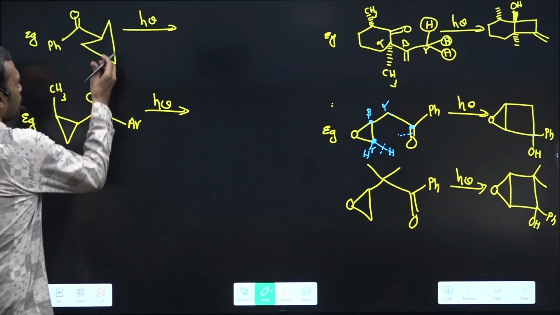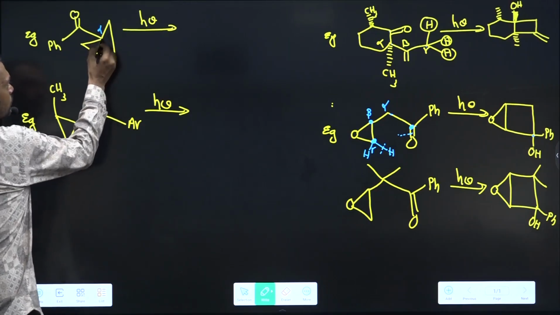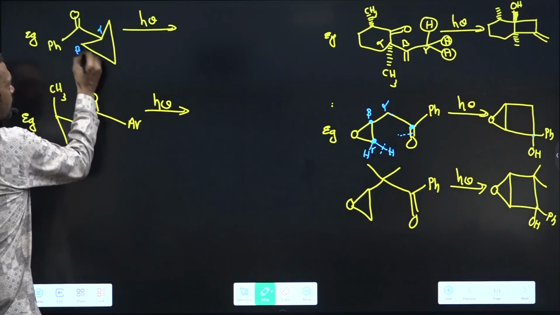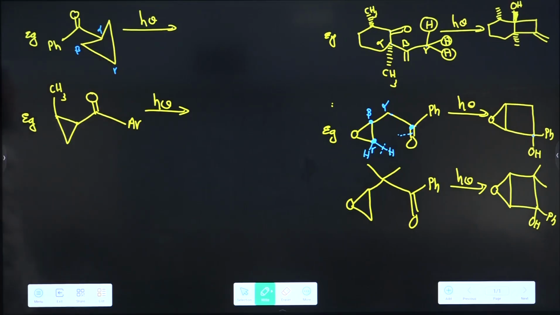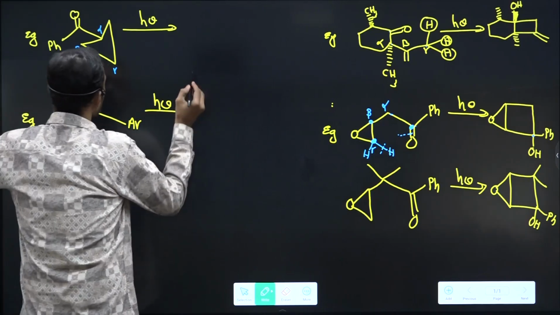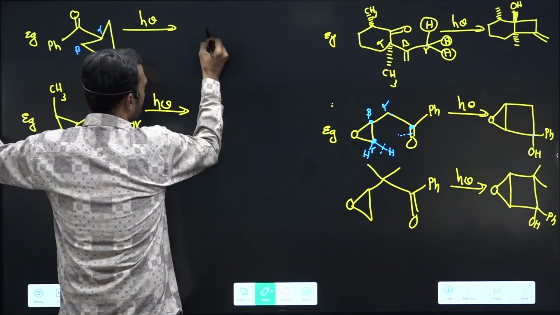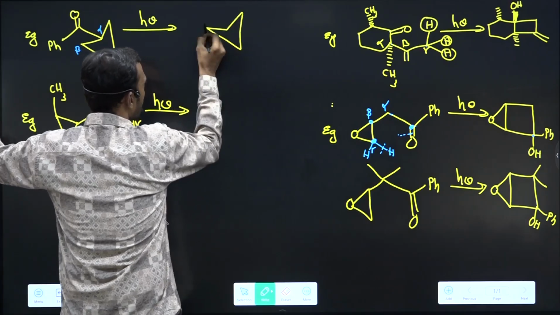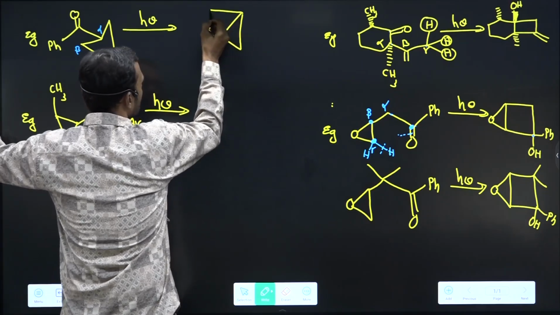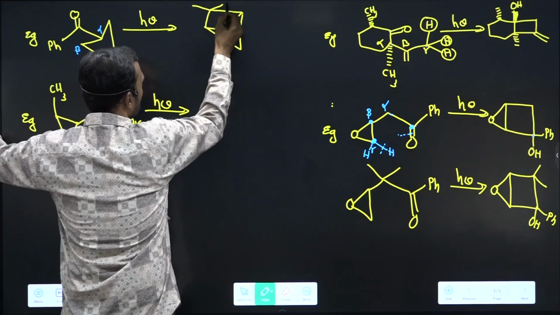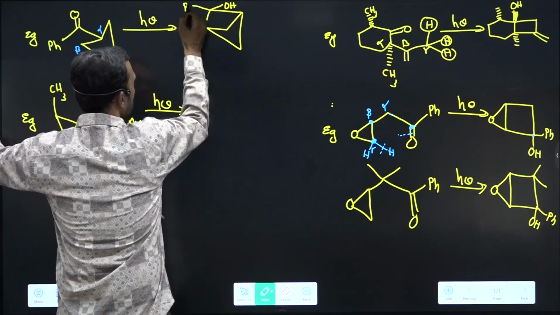So this is alpha, alpha having no hydrogen or one hydrogen, alpha, beta, gamma. Alpha having one hydrogen. Okay, bulky substituents are present. So cyclobutanol formation takes place. So here I can write like this. This is OH and this is Ph. This is the answer.